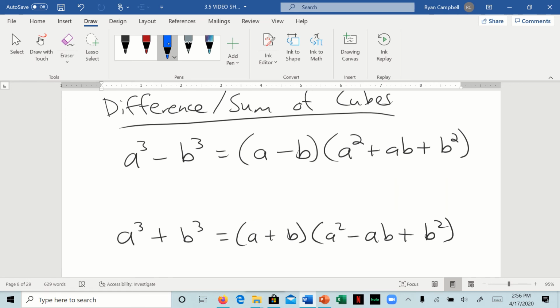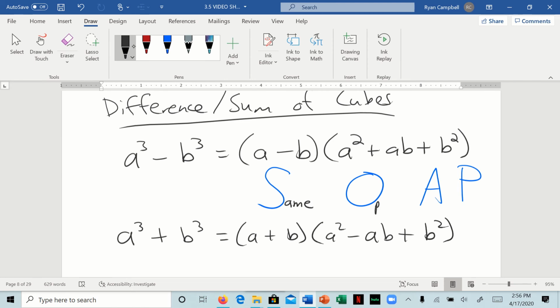So the question is, what's an easy way to remember which sign is which? Well, the way to remember that is SOAP. So SOAP stands for, S is same. So if you start with negative, it's also negative. If you start positive, it's also positive. O is going to be opposite. Right? So this was negative, now it's positive. It's positive, now it's negative. And then AP is always positive. Right? No matter which one we had, we were always adding the b squared.